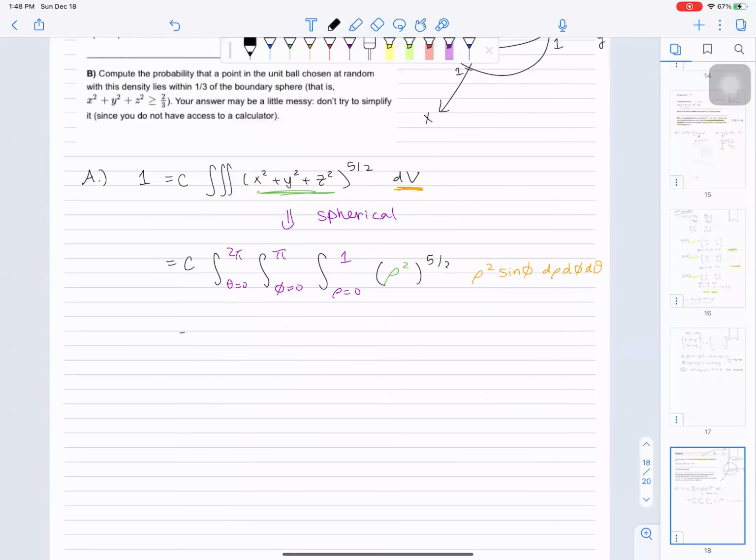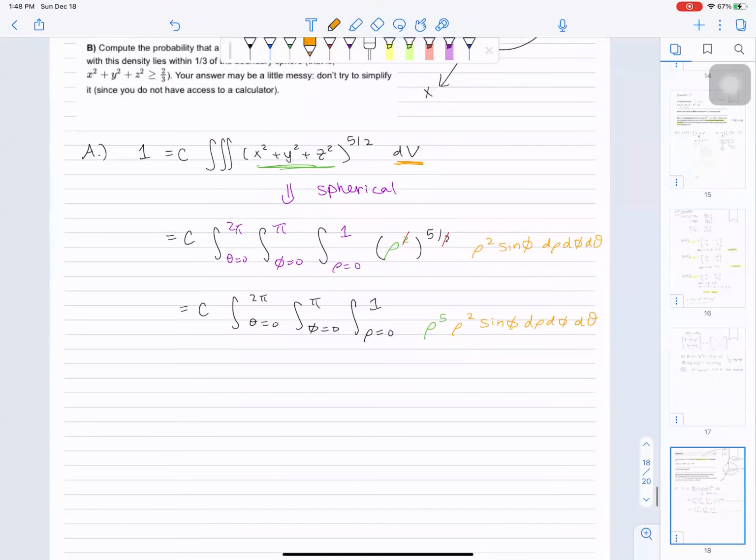Okay, so I can type C times, I'll just do some first steps. Actually, let me just keep rewriting it. Here I have rho squared all to the 5/2 power. When I do exponents like these, it multiplies the exponents. So these 2's will cancel out, and I'm left with rho to the 5th times rho squared sine phi d rho d phi d theta. What is rho to the 5th times rho squared? When I'm multiplying, I can add the exponents. So this becomes rho to the 7th.